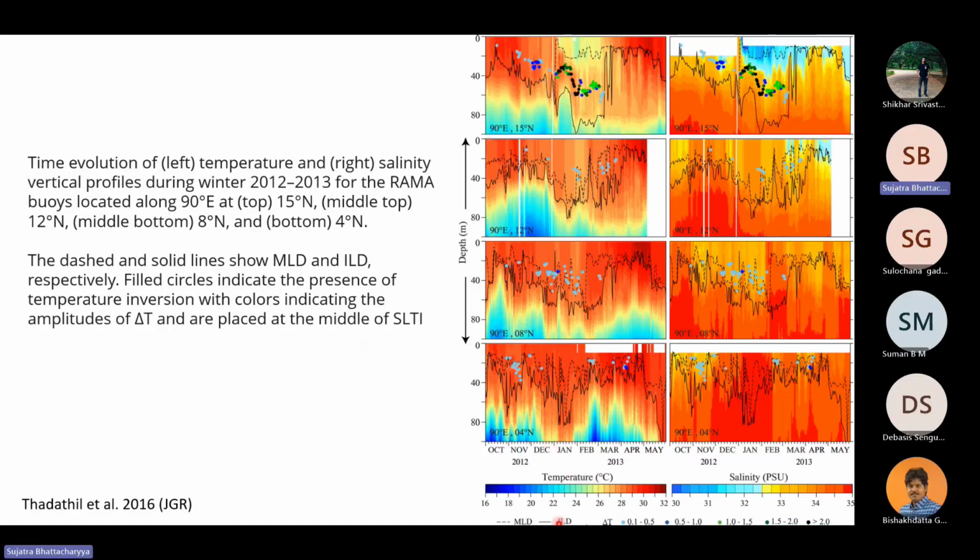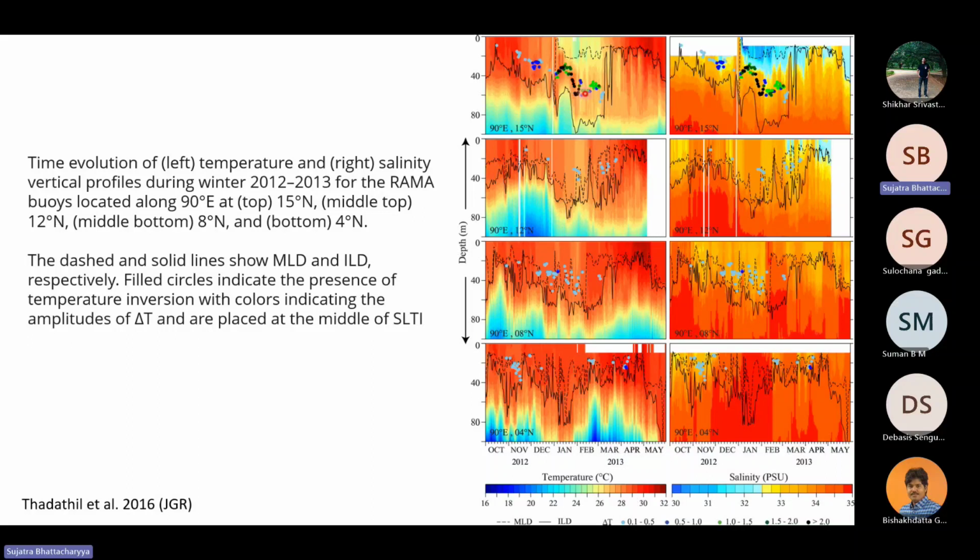So it's not clear in the slide here, but as the color of the dots changes, from the blue dot onward, you can clearly see the magnitudes of the temperature inversions, and the temperature inversion is maximum around February in the northern Bay of Bengal.